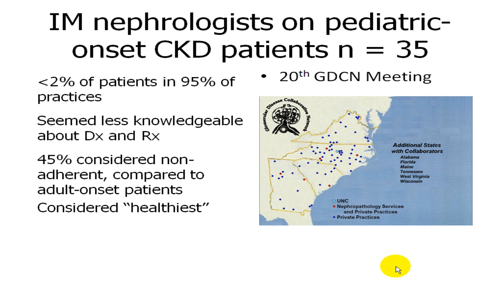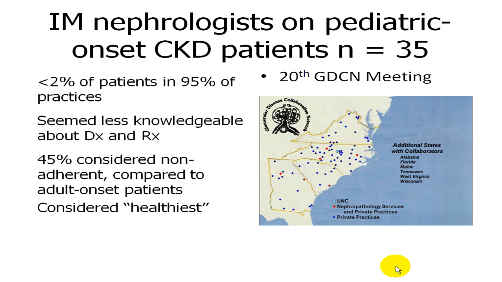How do I know that? Well, I looked at USRDS data, but I also asked the GDC and collaborative internal medicine nephrologists that came to the 20th meeting. And 35 internal medicine nephrologists responding to the survey told me that in 95% of these practices, less than 2% of the patients are pediatric onset patients. So it's the minority of their census. They're also perceived as the healthiest. So they pay less attention, truly, to our patients because they don't have the COPD, the hypertension, the strokes, the heart attacks that the adults you guys enjoy and love taking care of.